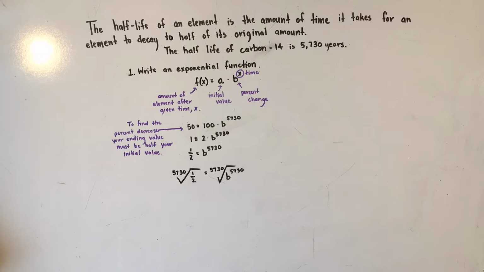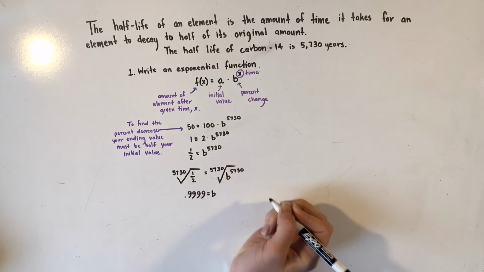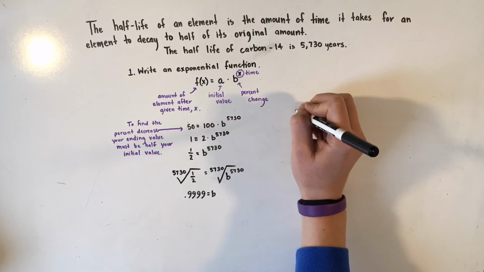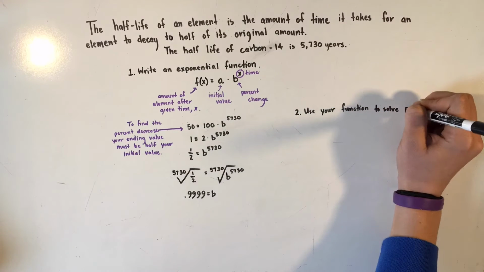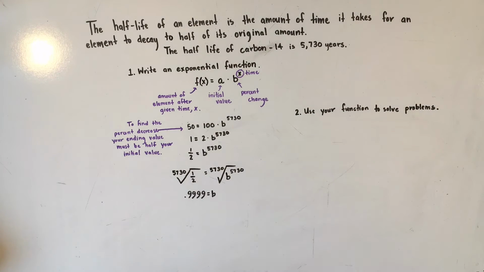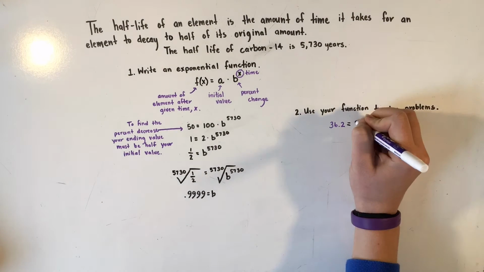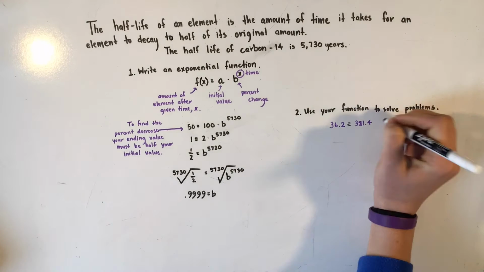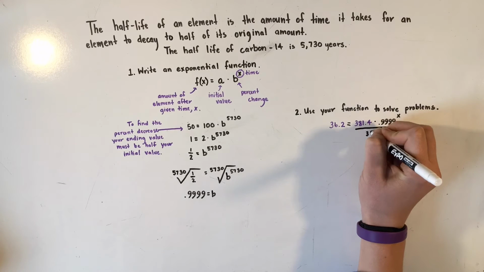Be careful here. Your B value actually represents the amount that's remaining after each year. To find the actual decay rate, take 1 and subtract your B value. Let's put in some real values. For example, if I have 381.4 grams of carbon-14, and after a certain amount of time I'm left with 36.2 grams, how much time has passed? Here you're solving for x, or time.